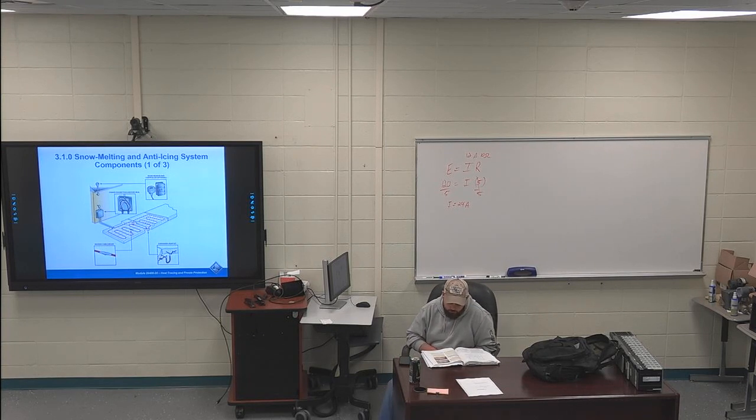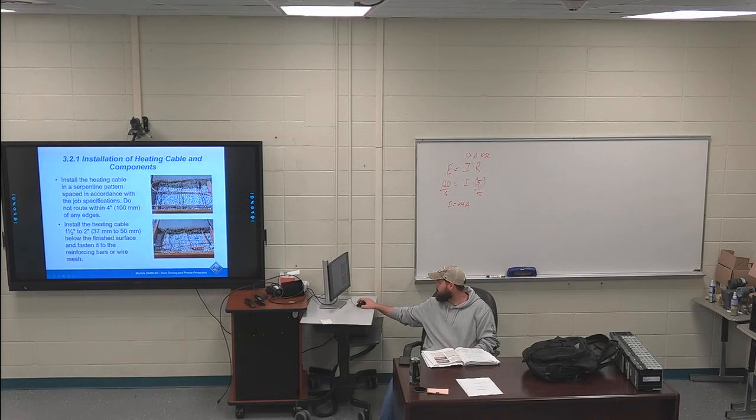Moving on, first bullet point, first 2 sentences down below that are highlighted. Install the heating cable in a serpentine pattern, covering the area to be heated. Space the cable in accordance with job specifications, typically 1 foot on center. So that's just saying it's 1 foot from one to the next. 1 foot from here to here.